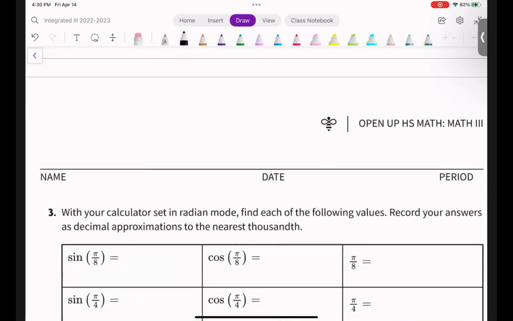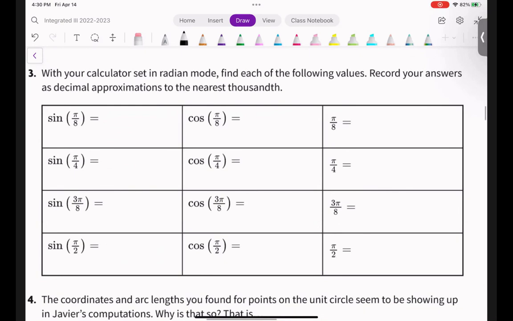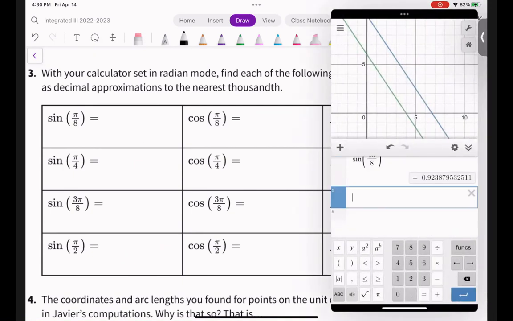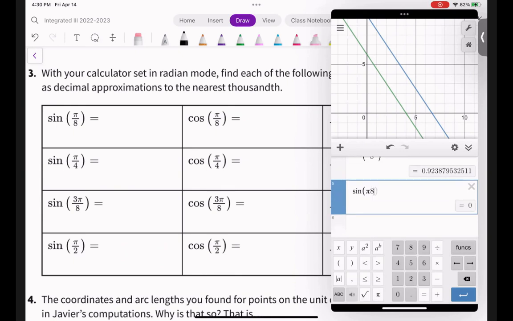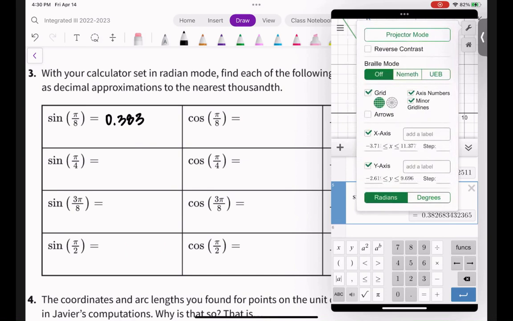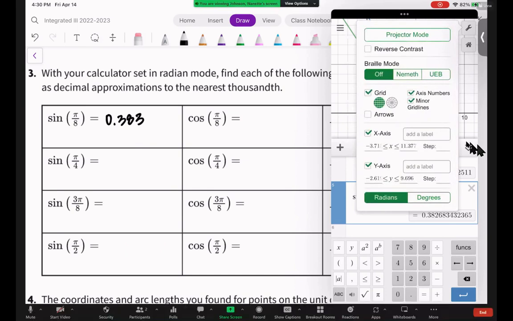So you already know this because you've done it. So with your calculator set in radian mode, find each of the following values and then record your answer as decimal approximations to the nearest thousandth, right? So let's do that together. We already figured out sine of pi over 8. Let's just look at that again. So sine of pi over 8, and that's 0.383, right? So I want you to go ahead and fill all of these out based on your calculator. Make sure that you're set in radians. Right here, it should be set to radians. If it's not, that means you need to go back and fix it.